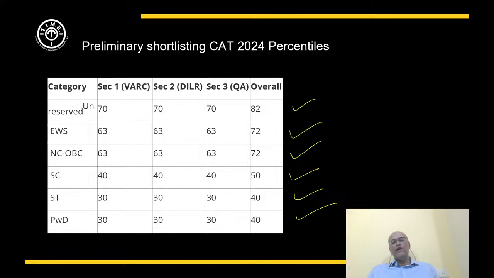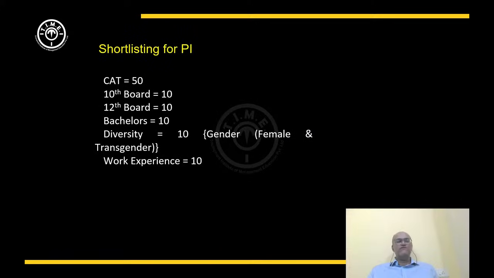From the people who clear these percentiles, a list of candidates was generated who will undergo the interview round, and that was generated on the basis of this: CAT had 50% weightage, 10th, 12th, and graduation at 10% weightage each. Again, 10% weightage was assigned to all female and transgender applicants, and 10% was work experience weightage. So this is how the list was generated for students who will be called for interview.